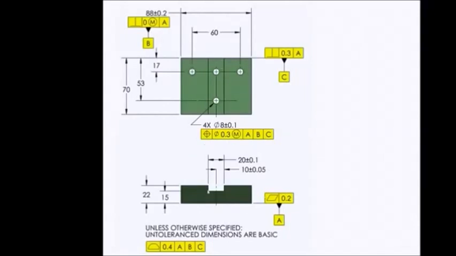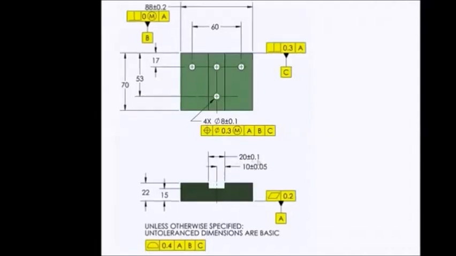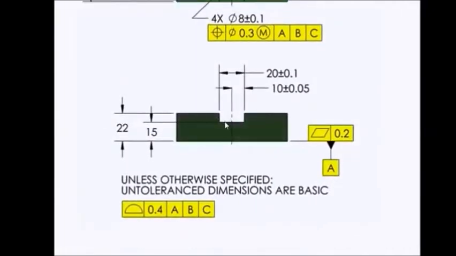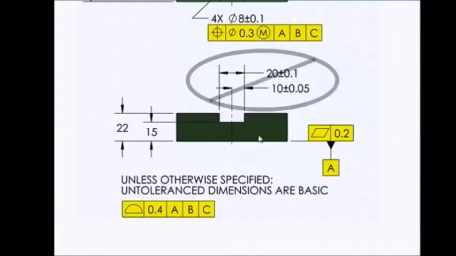However, down here on this slot, where I now have a 20 plus or minus 0.1, I have made this slot a feature of size. And it would be wrong to add this 10 plus or minus 0.05 for a couple of reasons. One, by saying 10 plus or minus 0.05, I'm telling you I really don't want the slot centered. You see, I'm holding this side of the slot tight within the plus or minus 0.05 and giving more tolerance to this side of the slot, which would allow it to be offset. So it's not only not what I want, it's flat out wrong.